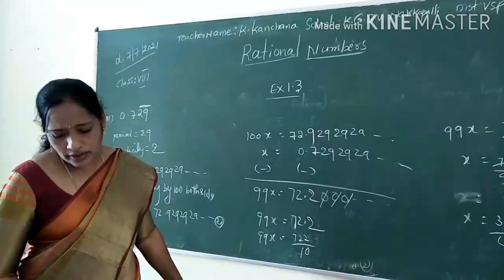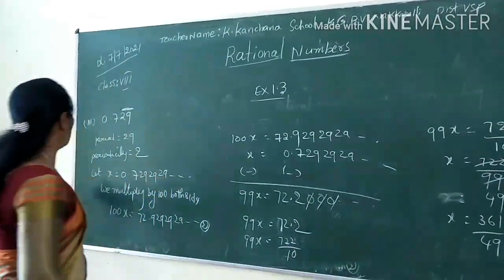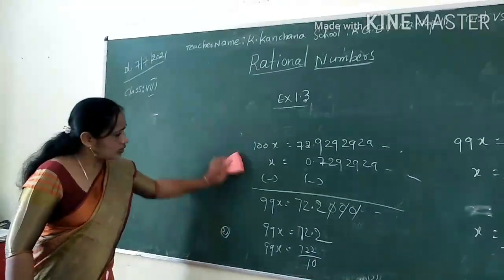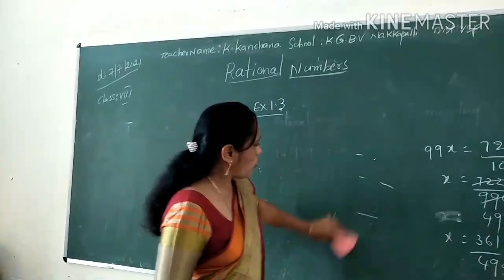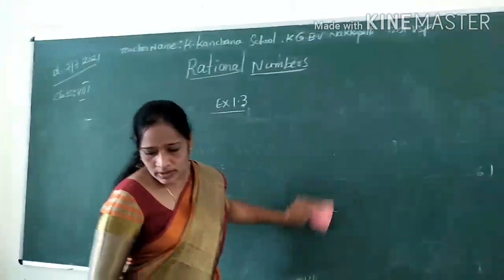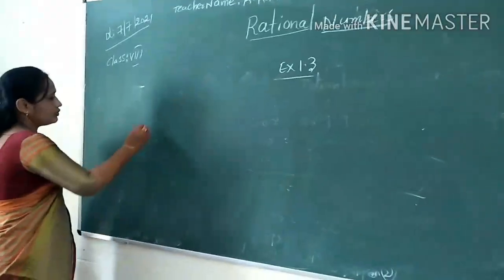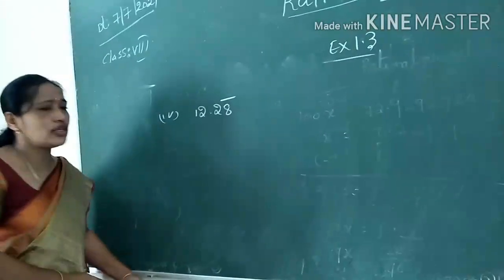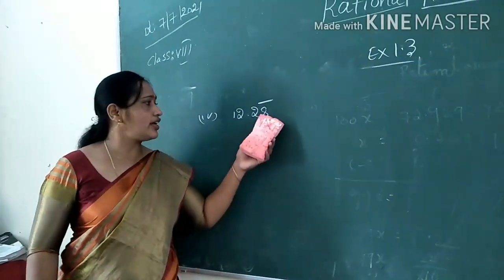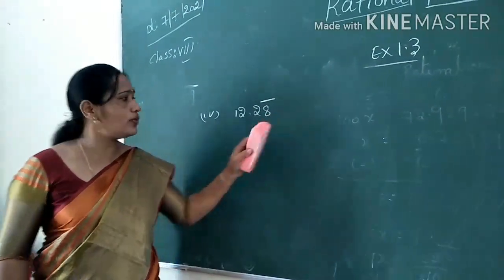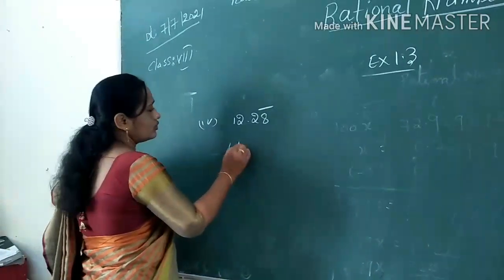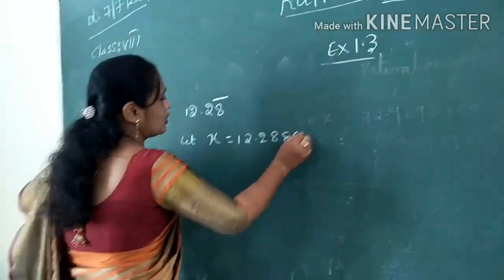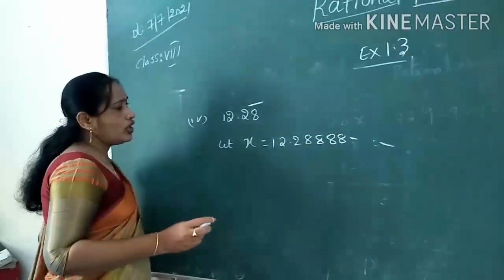Next, the fourth one is 12.28 bar. Here also, how many digits are repeated? Only the 8 has the bar, so 8 is repeated many times. Now let us take x equals 12.2888 and so on. Here only 8 is repeated.